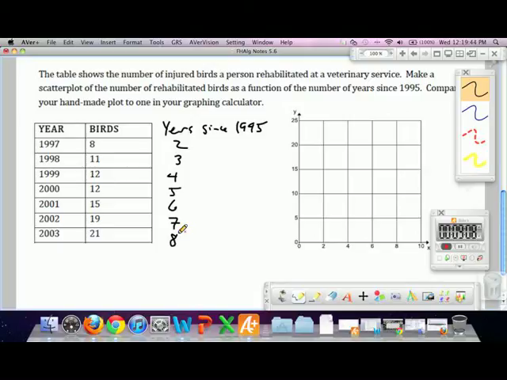Which one of these 2 are we going to plot on our scatter plot? Oh, years since. We almost always want time on the x-axis. Years since 95. How about birds saved?